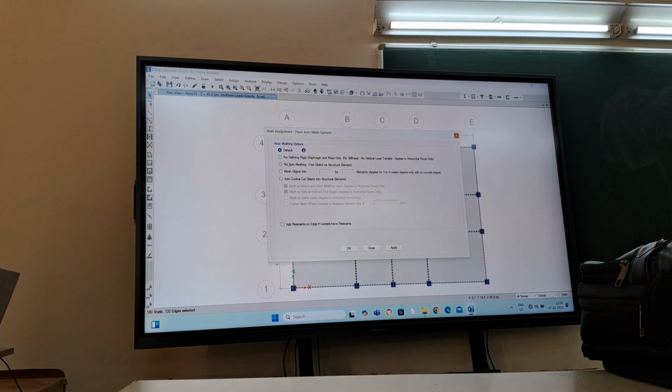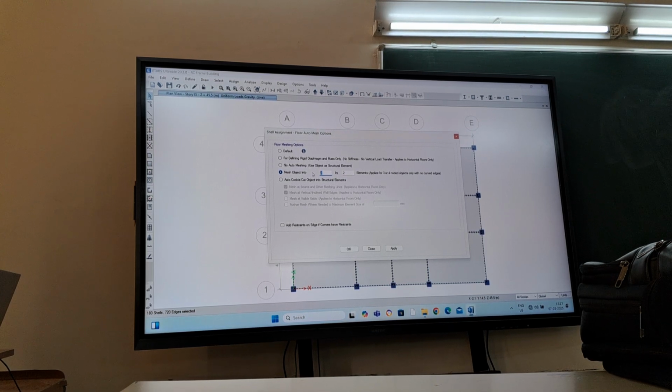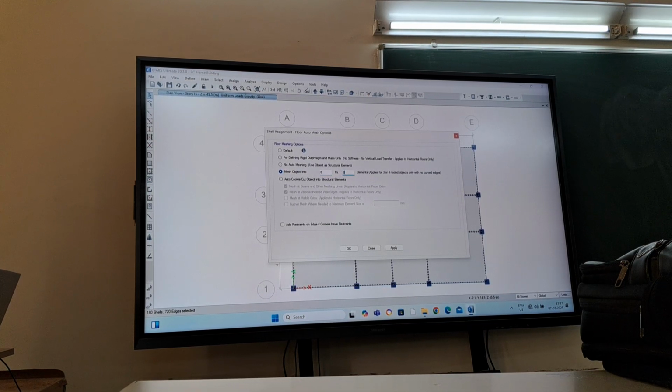Okay. But if you want to assign your own meshing, then you click on this, then decide how many elements in X and how many elements in Y. And here you can select, the last discussion we have seen, if you are providing some 8 by 8 meshing, then it's sufficient. Okay.